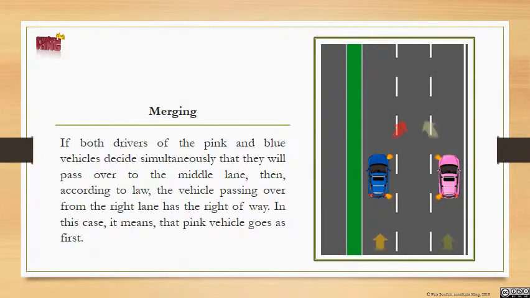If both drivers of the pink and blue vehicles decide simultaneously that they will pass over to the middle lane, then, according to law, the vehicle passing over from the right lane has the right of way. In this case, it means that the pink vehicle goes first.